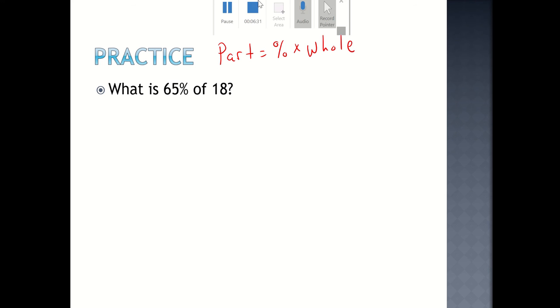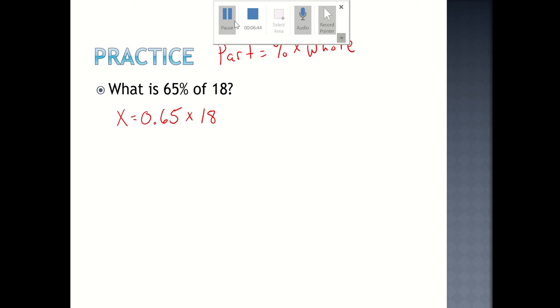You got to multiply the whole and you're going to shrink it down in that one situation that I gave you. So here on this example, what is 65% of 18? So pause the video for a second. Look here at part equals percent times whole. Plug it in accordingly. See if you can find the right spot. Okay, so the part, we'll talk about that in a second. We know the percent is 65%. Remember, you got to change it to a decimal. Did you remember to do that?